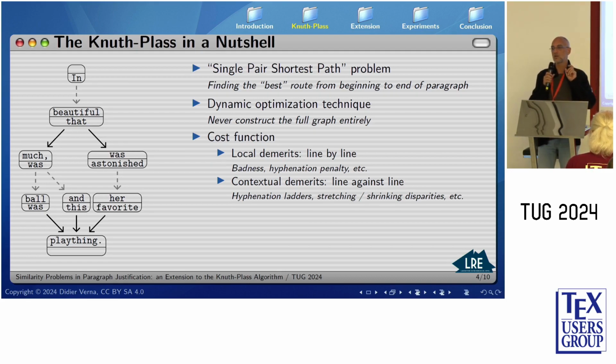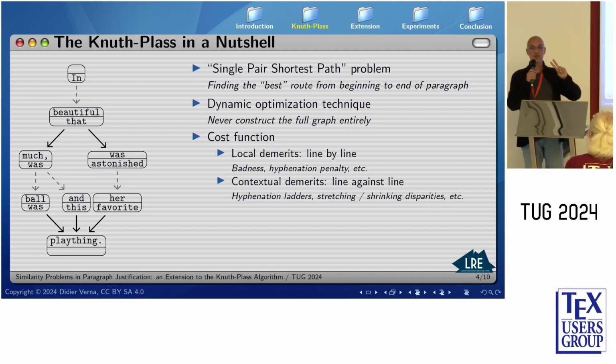And then there is another category of demerits in the Knuth-Plass, which I call global demerits, which are actually contextual ones. Those demerits are computed by looking at two adjacent lines. This is actually quite interesting, because the Knuth-Plass is well known to consider a paragraph as a whole when you want to assess its quality. But in fact, the only way in which a paragraph as a whole is considered is by looking at two consecutive lines, one with each other. It never does anything else than that.